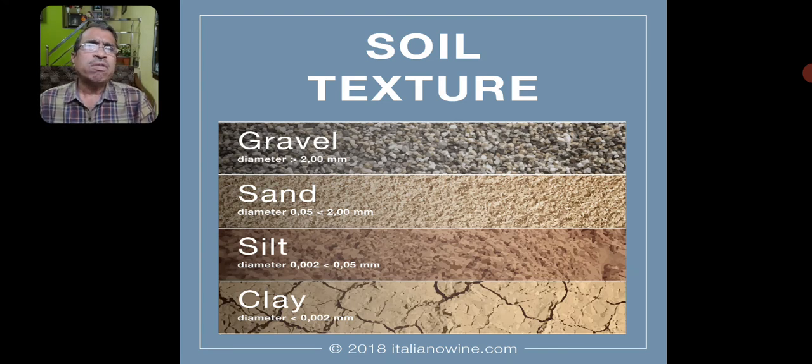This is a slide which shows the texture of the soil. In this texture, gravel, which is larger, is greater than 2 millimeter in size. Sand has a range of 2 millimeter to 0.05 millimeters. Silt has a size of 0.05 millimeter to 0.002 millimeter. Clay has a diameter lesser than 0.002 millimeters. So this is about the texture and various other aspects.